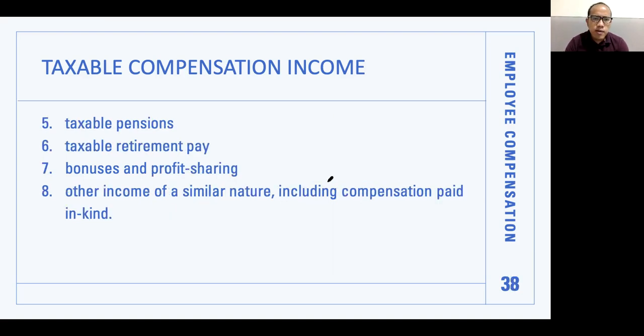Pension, sometimes taxable. Retirement pay, sometimes taxable. Bonuses and profit sharing. Siyempre, hindi naman ito palaging ma-receive ng isang empleyado. Ang bonuses ay mayroon lamang kung kumita yung company. Kaya nga siya bonus eh. It is always based on the profits of the company or profit sharing. Similar nature din naman yan sa bonuses. And other income of a similar nature, including compensation paid in kind. Pwedeng kotse, no? Or pabahay, fringe benefit ang tawag natin.